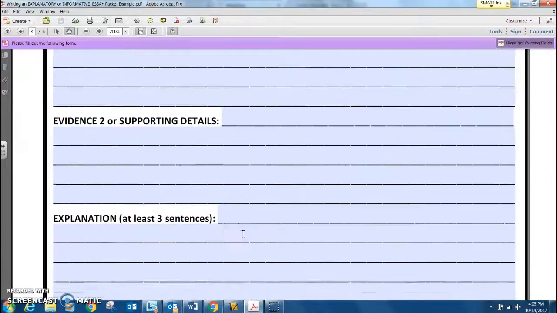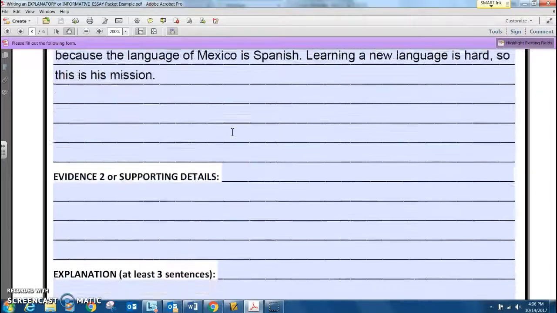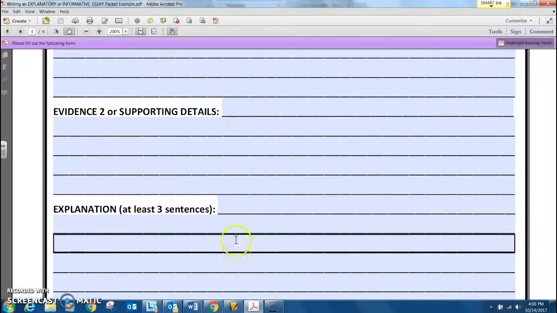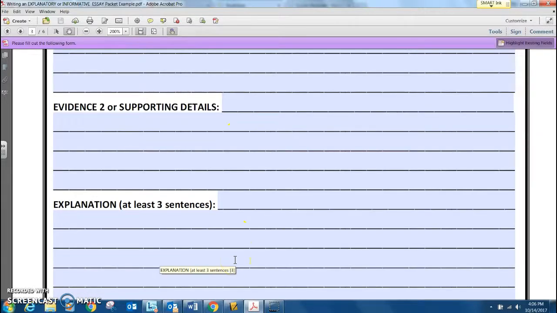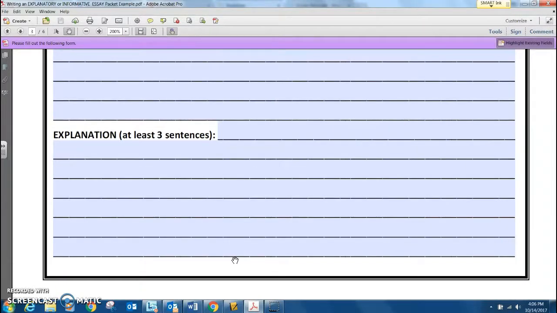And then just like up above, just like right here where we talked about how moving from Mazatlan to the United States meant that he moved from Mexico and he needed to learn English, once they showed what he was doing to learn English, they would explain how that meant that he was learning English and how that was a mission. And then that would be the end of the paragraph. So that's all they need to accomplish for today.